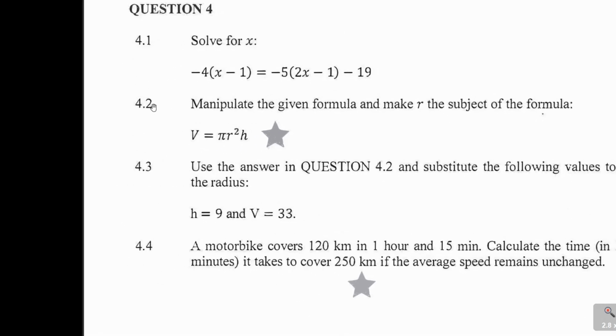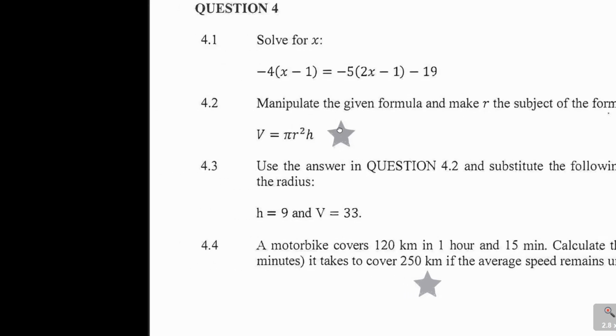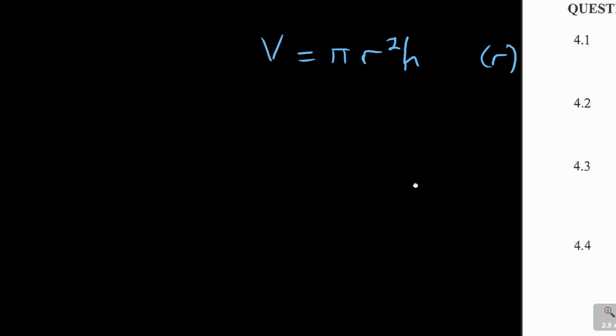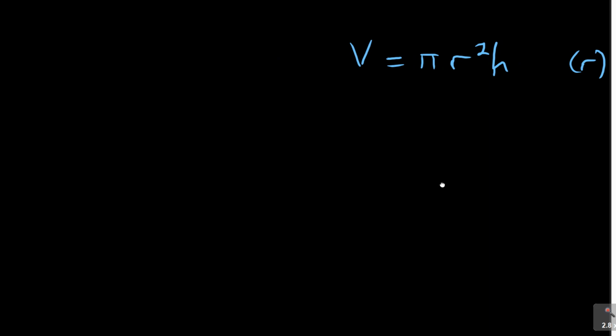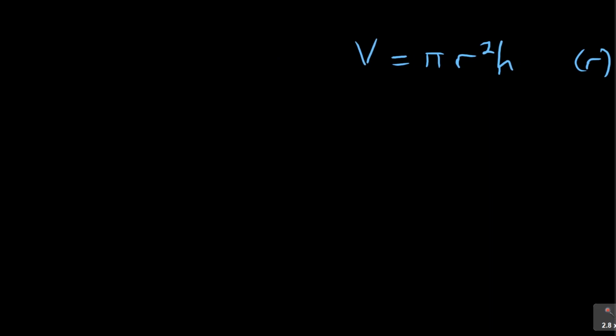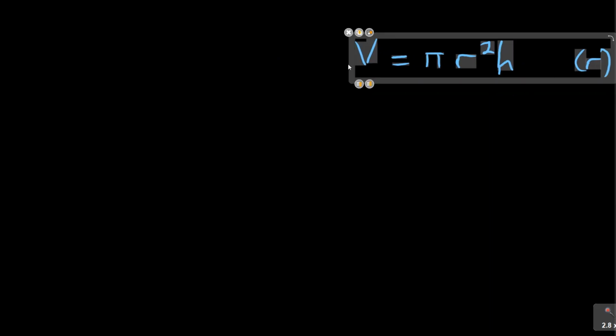4.2 says manipulate the given formula and make R the subject here. So what are we given? We're making R. So we are given V is equal to pi R squared H. This is the formula for finding the volume of a cylinder, if you know it, but you don't need to know that. They say we need to make R the subject. So what you do is, let's take this closer.